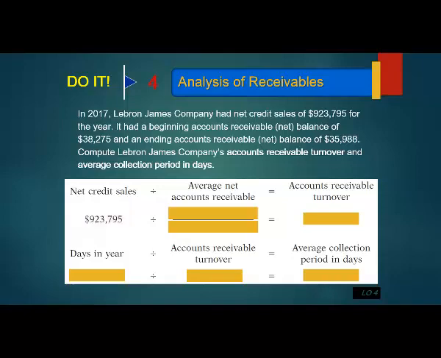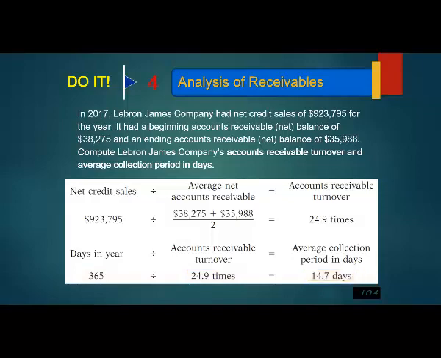Net credit sales divided by average accounts receivable, and we have accounts receivable turnover of 24.9 times. And I got to tell you, that's pretty fast. Take that 24.9 divided into 365, and that means that the LeBron James company is collecting its receivables in an average of 14.7 days. Be sure to put days at the end of this collection period and times up here. 14.7 days makes it really clear how fast we're collecting that money.